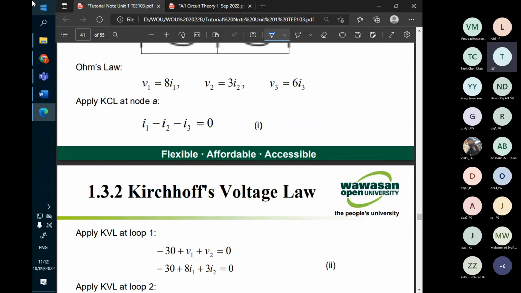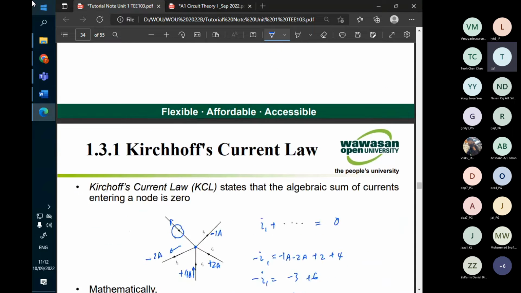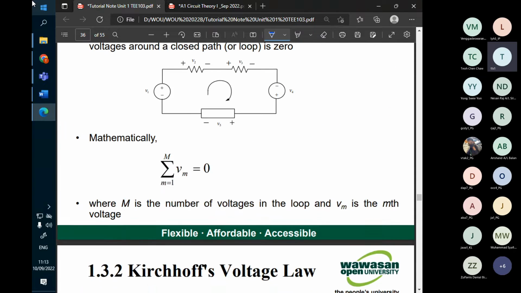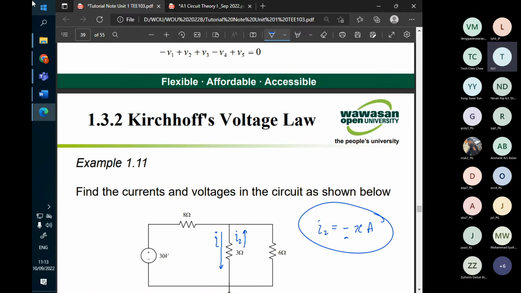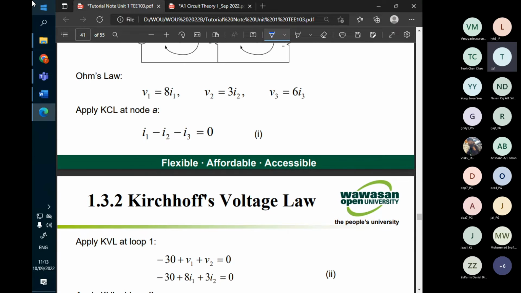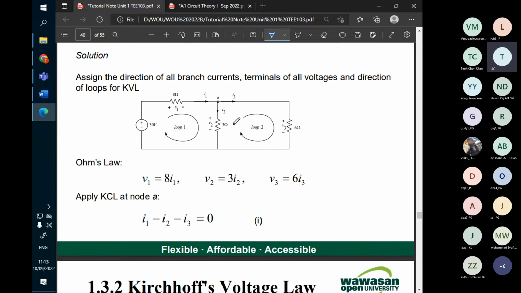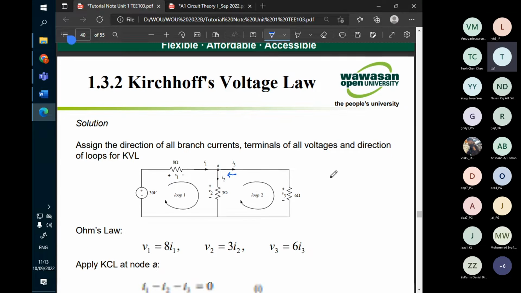Sometimes we do have a negative answer, which we will encounter later on, not in this unit. This unit is only the basics. In the subsequent unit 2, you will definitely see negative answers. When you get a negative I as your answer, for example, negative 1 ampere, it simply means that I3 is going the other direction. The I3 is going this way.